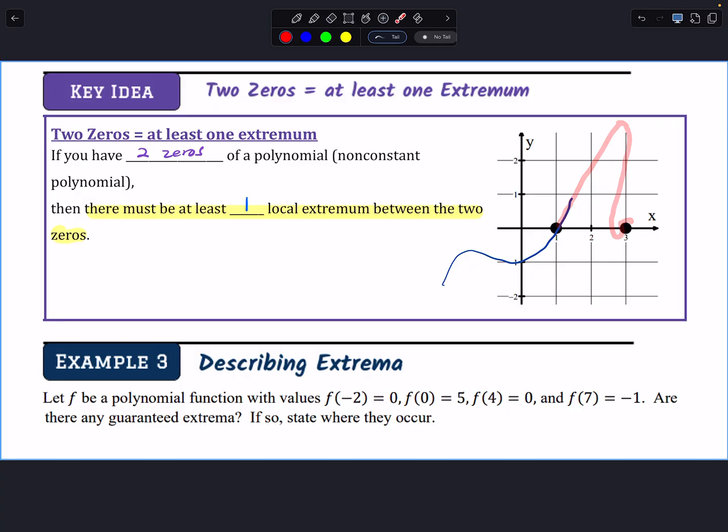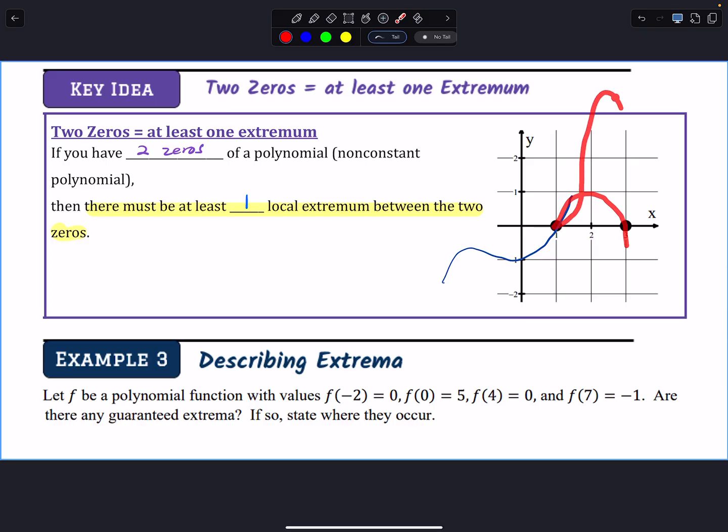It could just do something simple like this. It could do this. You know what I mean? It doesn't have to necessarily be super simple like this, but it has to cross. So it has to come up and come back down like that. And the reason why that's important is because right here, do you guys see how it's increasing? And it stops and then starts to decrease. So what would this point represent? A maximum.